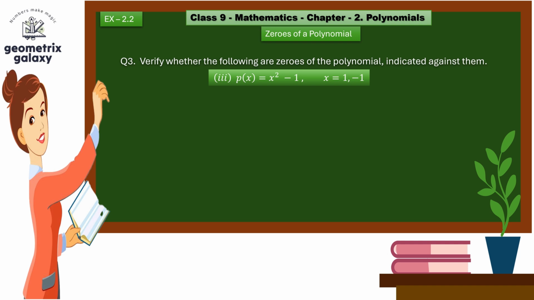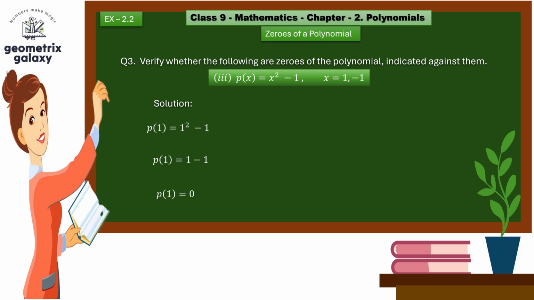P of 1 is equal to 1 square minus 1. 1 square is equal to 1. Therefore p of 1 is equal to 1 minus 1. 1 minus 1 is 0. Therefore p of 1 is equal to 0.